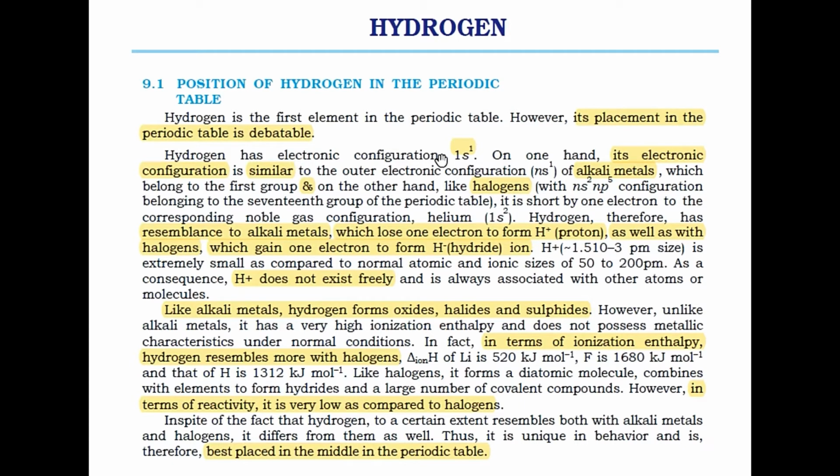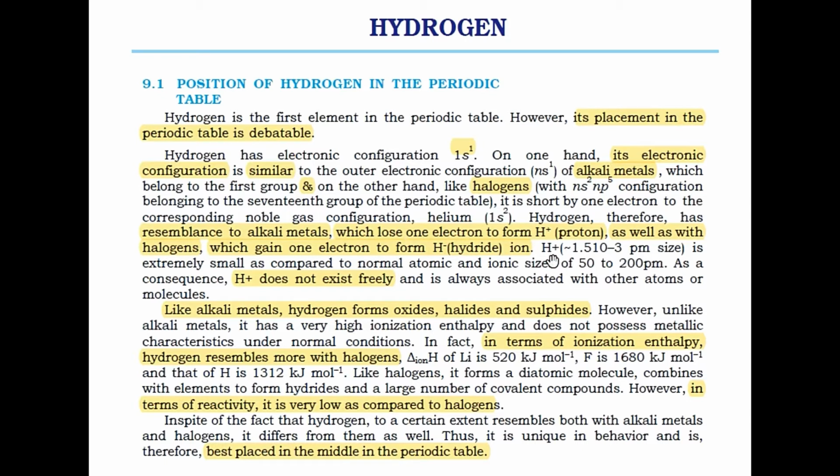Hydrogen has electronic configuration 1s1. On one hand, its electronic configuration is similar to outer electronic configuration ns1 of alkali metals, which belongs to the first group, and on the other hand, like halogens with ns2np5 configuration, which belongs to 17th group of the periodic table, it is short by 1 electron to the corresponding noble gas configuration of helium, that is 1s2. Hydrogen therefore has resemblance to alkali metals, which lose 1 electron to form H plus proton, as well as with halogens, which gain 1 electron to form hydride ion. So with 1 electron in the valence shell, if it loses, it can form H plus, and if it gains, it can form H minus. So it has resemblance to alkali metals as well as halogens.